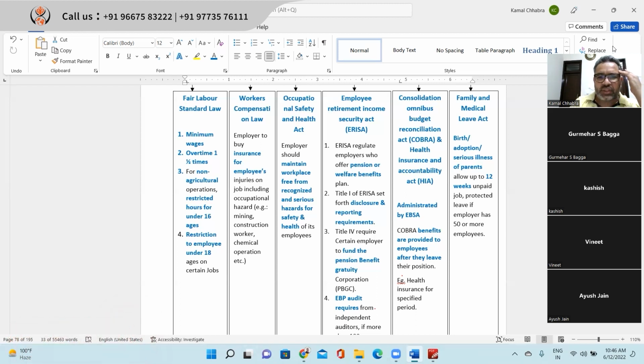Next is Occupational Safety and Health Act. In this, the employer should maintain a workplace free from recognized and serious hazards for the safety and health of its employees.